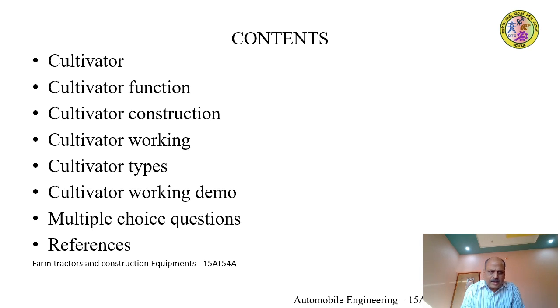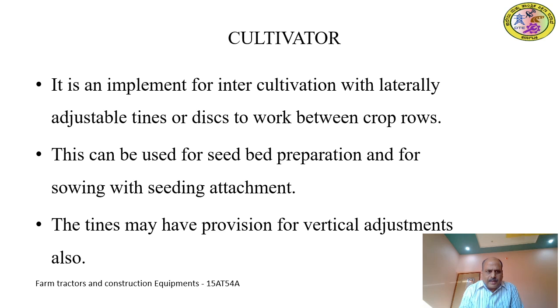So that is the cultivator. The cultivator is an implement for intercultivation with laterally adjustable tines and/or discs to work between the crop rows. This can be used for seed bed preparation and for sowing with the seeding attachments. The tines may have provision for vertical adjustment also.